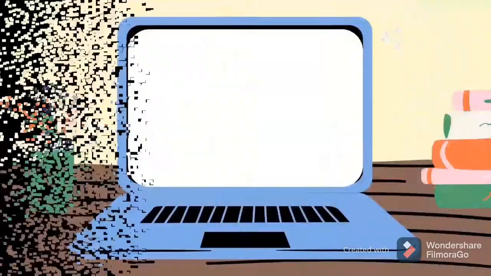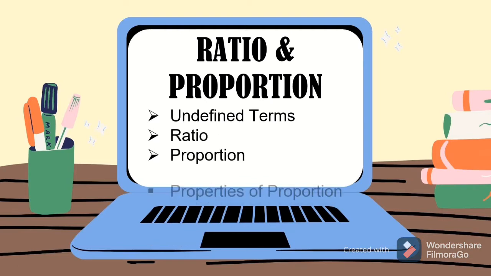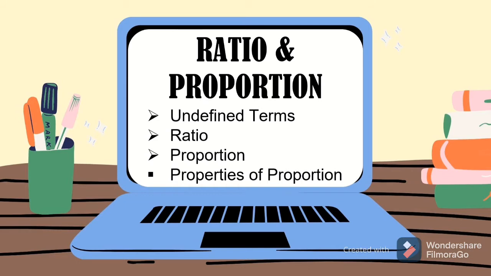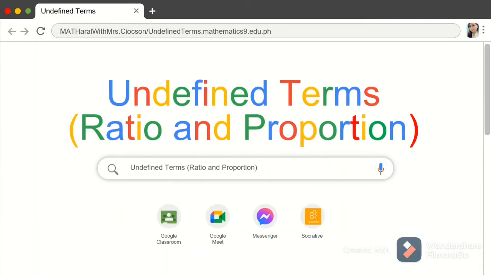So JJ will search for ratio and proportion. Under that, the first one is undefined terms about ratio, proportion, and the properties of proportion. Undefined terms of ratio and proportion.